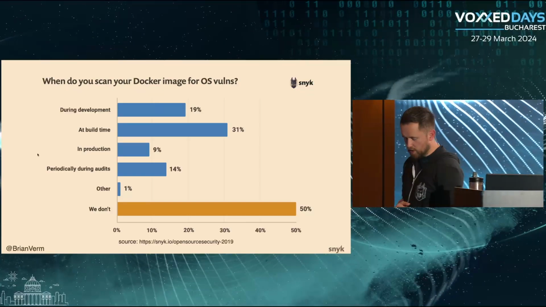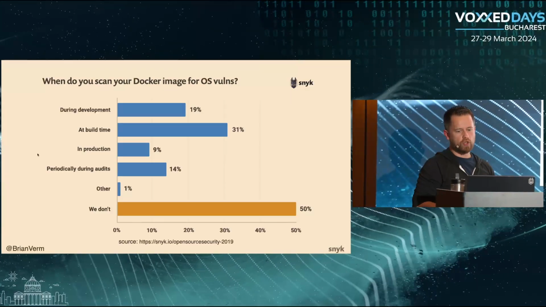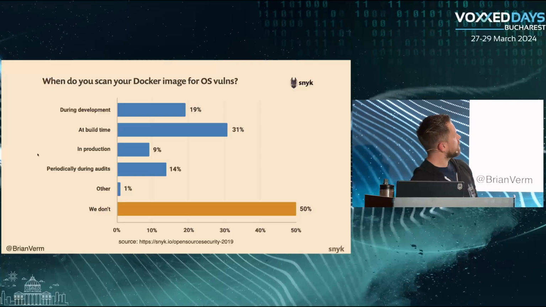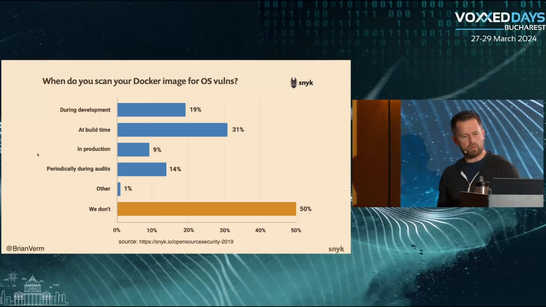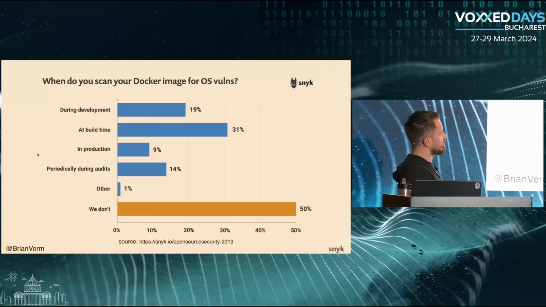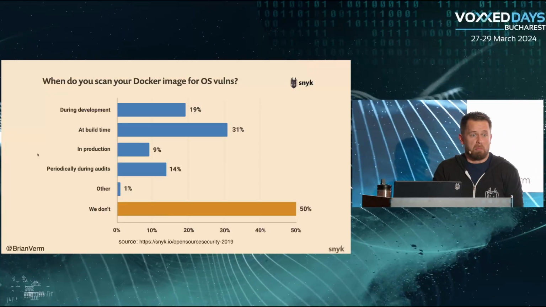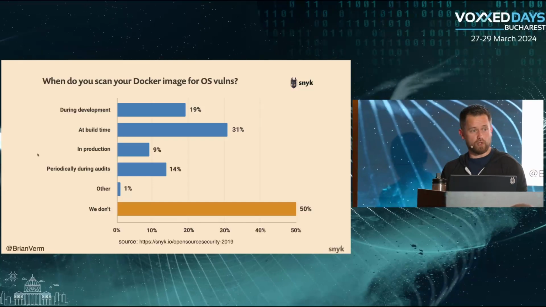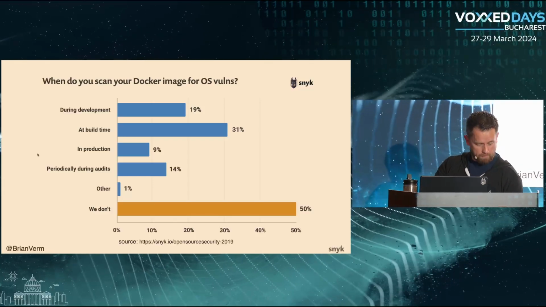We asked developers during our 2022 State of Open Source Security report, we had also done it in 2019, with pretty much the same results: when do you scan your Docker images for operating system vulnerabilities? And 50% say, we don't. We're just using it because it works on my machine.